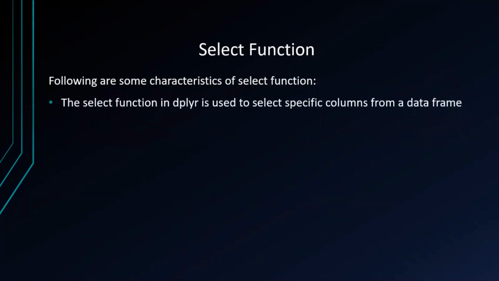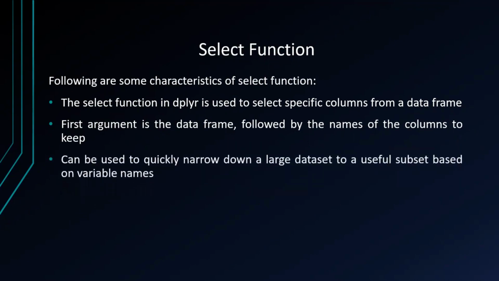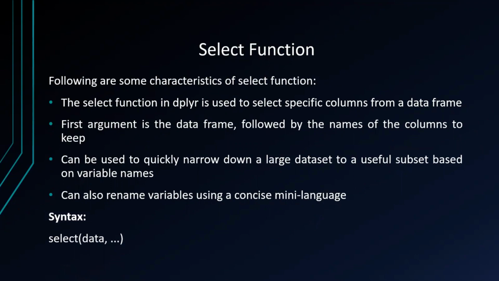Following are some characteristics of the select function. The select function in dplyr is used to select specific columns from a data frame. The first argument is the data frame, followed by the names of the columns to keep. It can be used to quickly narrow down a large dataset to a useful subset based on variable names. It can also rename variables using a concise mini language. The syntax is as follows. You just have to use the select function, then you pass the dataset name, and the dots represent the variables or columns you want to select.